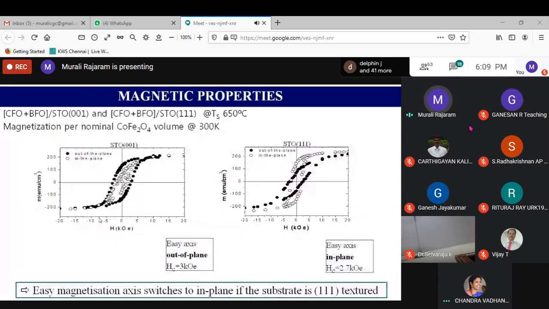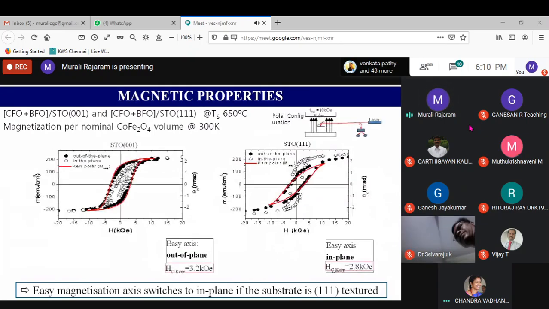So this is the macroscopic magnetization measured using VSM. Here the easy axis is out of plane on the 001 substrate. The easy axis is out of plane, but when you change the orientation of the substrate, the easy axis changes from out of plane to in plane. This is the VSM image. We have also measured the MOKE, magneto-optic Kerr effect, which also shows a similar property, magnetization on the surface also. It is the same. The easy axis changes.